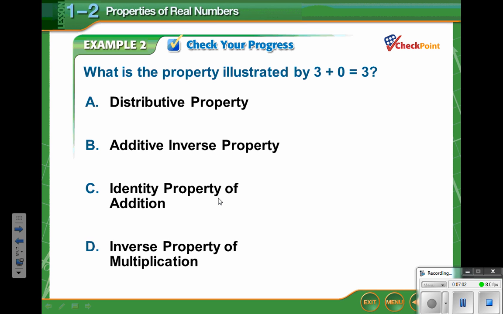Okay, you're going to go ahead and check and pause this. Remember, you're writing this down, writing down your answer, and then checking it. But this is one of the things I'll expect to see tomorrow. You should have said the identity property of addition because you're adding 0 and it doesn't change the identity of the number. So it's the identity property.